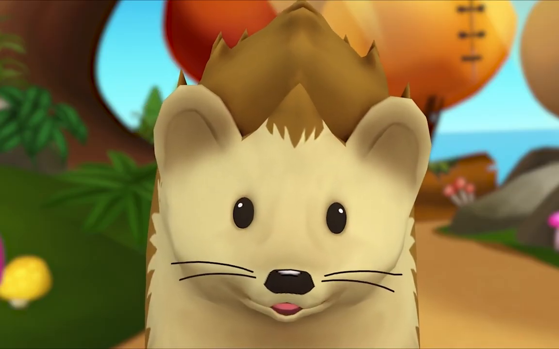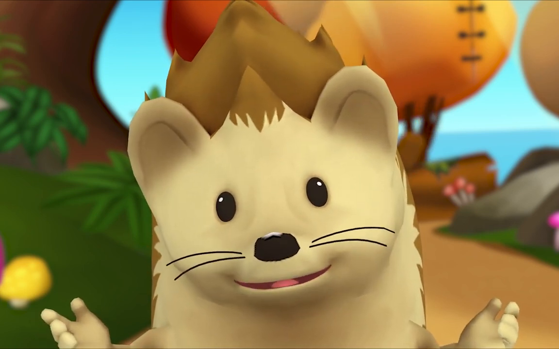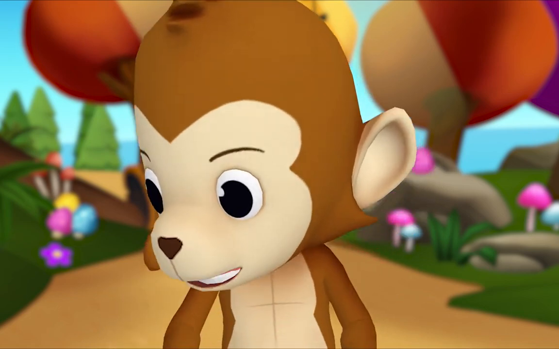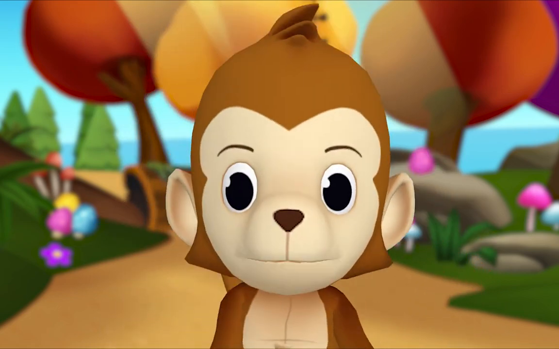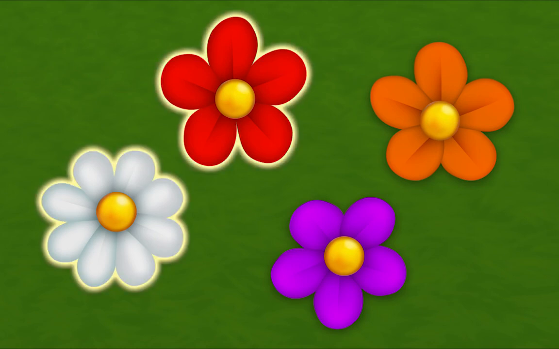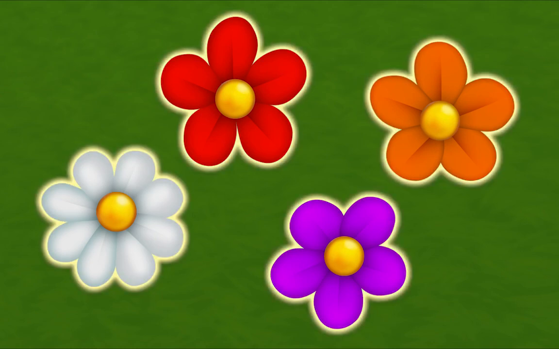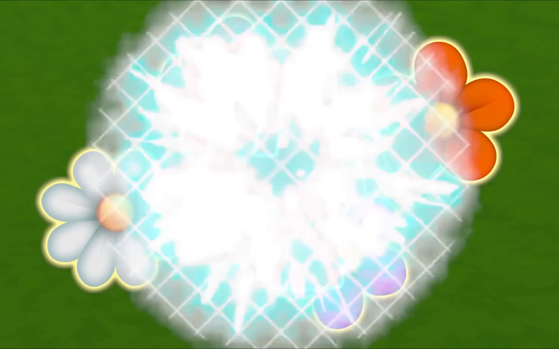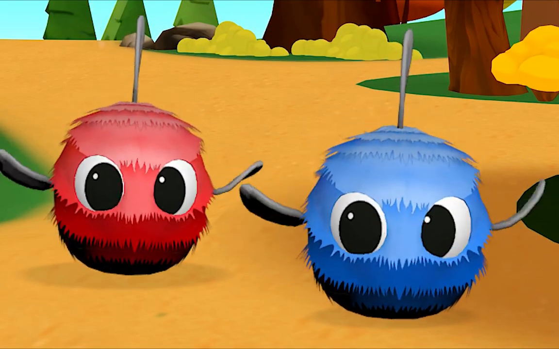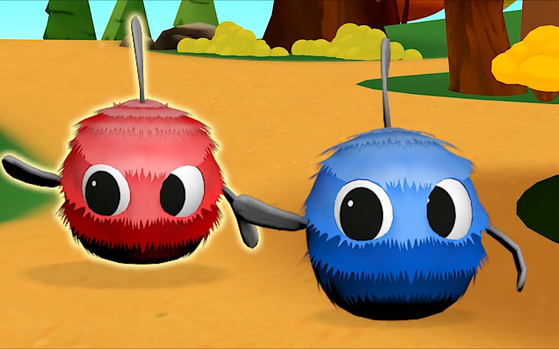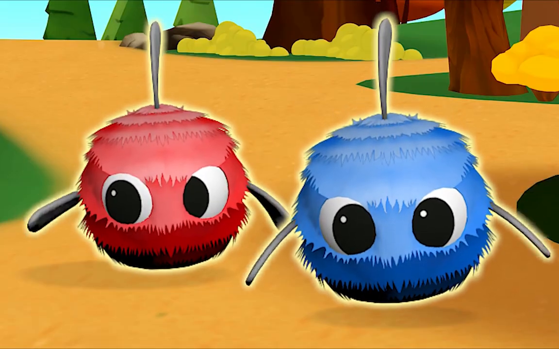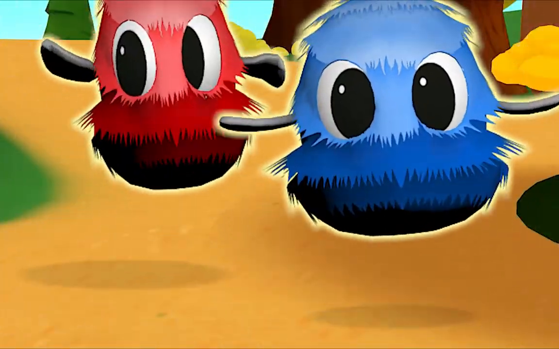Oh, I'm not very good at counting by myself. You're not very good yet. I'll help you. Let's count flowers. 1, 2, 3, 4. 4 flowers. Now let's count wiggle bugs together. 1, 2. How many in all? 2? Yeah, you got it!